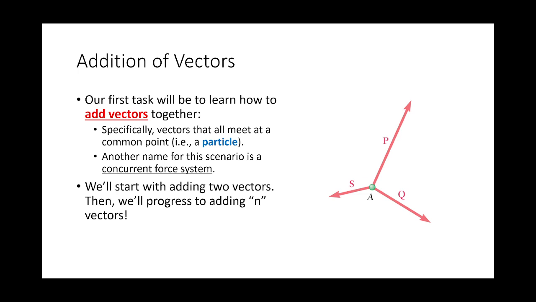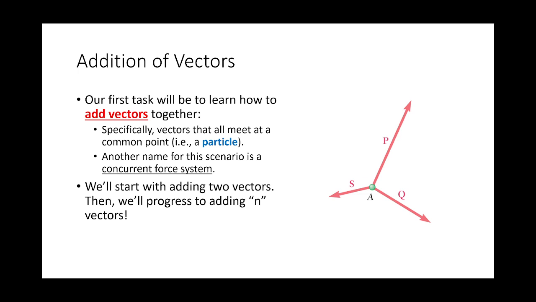Now, if we have vectors that meet at a common point, we call that a particle. That's why this first topic of the class is called statics of particles. Another name for this scenario is a concurrent force system. I probably won't use that term very much, but I like it because it differentiates from our second topic, which is a non-concurrent force system.